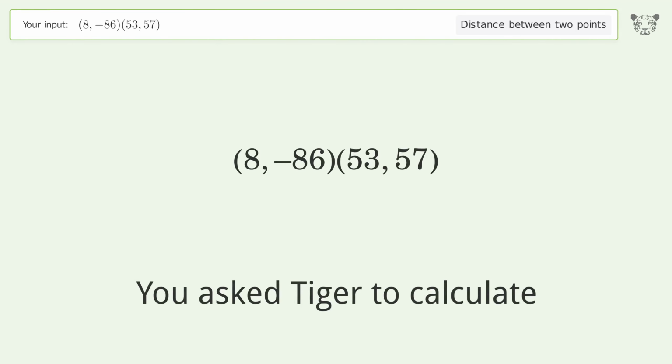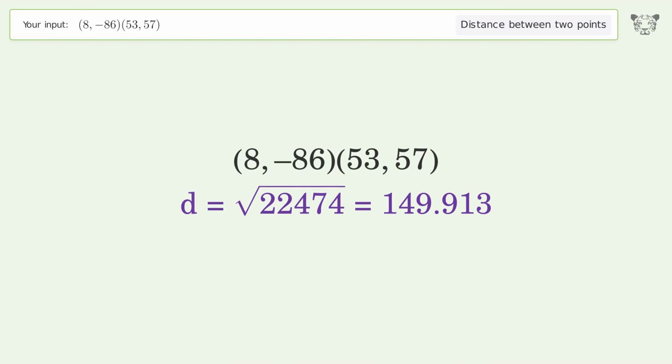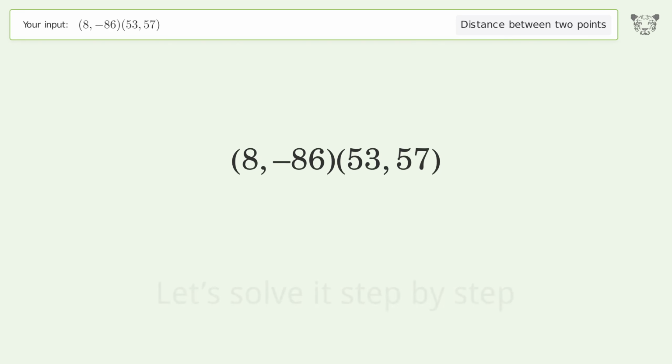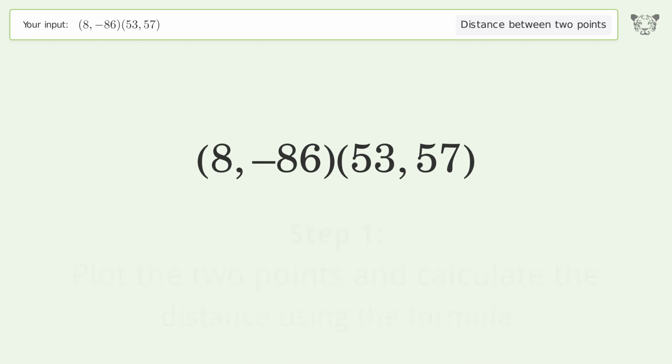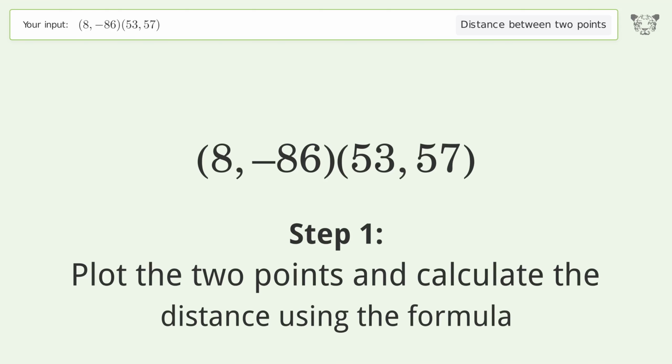You ask Tiger to calculate. This deals with the distance between 2 points. The distance between the 2 points is the square root of 22,474 or 149.913. Let's solve it step by step. Plot the 2 points and calculate the distance using the formula.